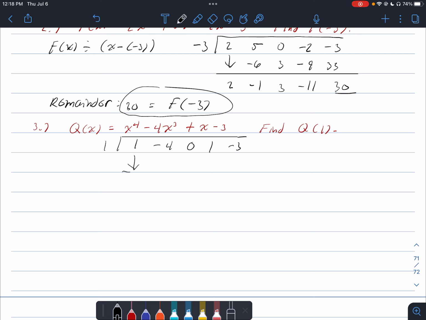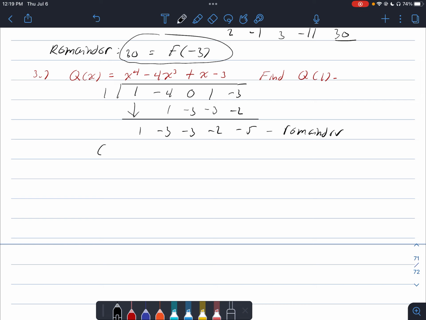All right, so let's go ahead and bring down the 1. 1 times 1 is 1. 1 plus negative 4 is negative 3. Negative 3 times 1 is negative 3. 0 plus negative 3 is negative 3. And negative 3 times 1 again, that's going to be negative 3. 1 plus negative 3 is negative 2. And negative 2 times 1 is negative 2. And so then we're going to end up with a remainder of negative 5. And therefore, q of 1 is equal to negative 5.